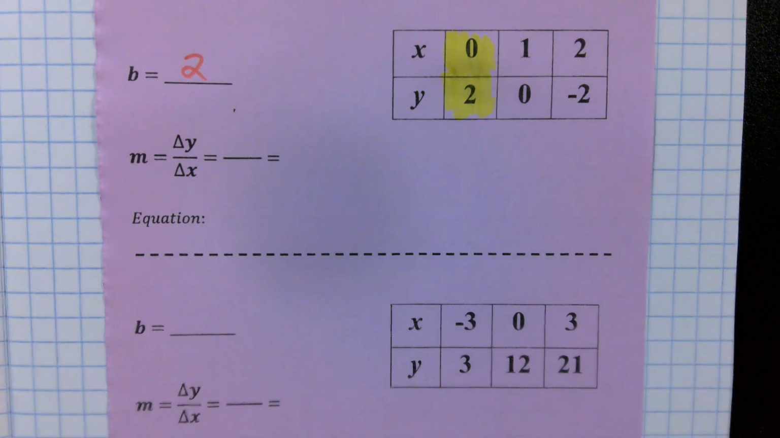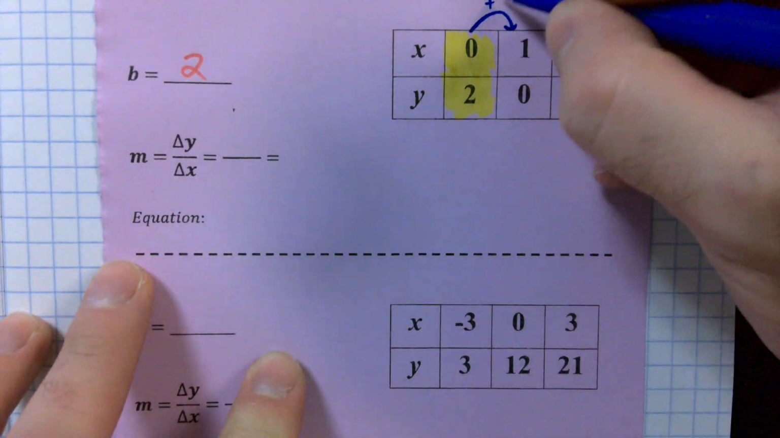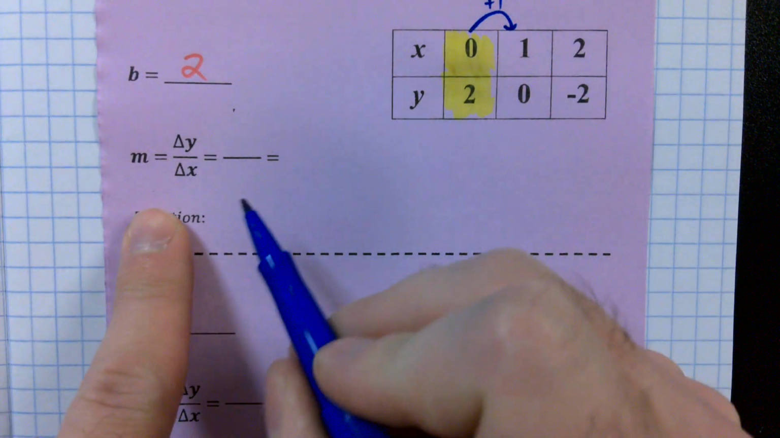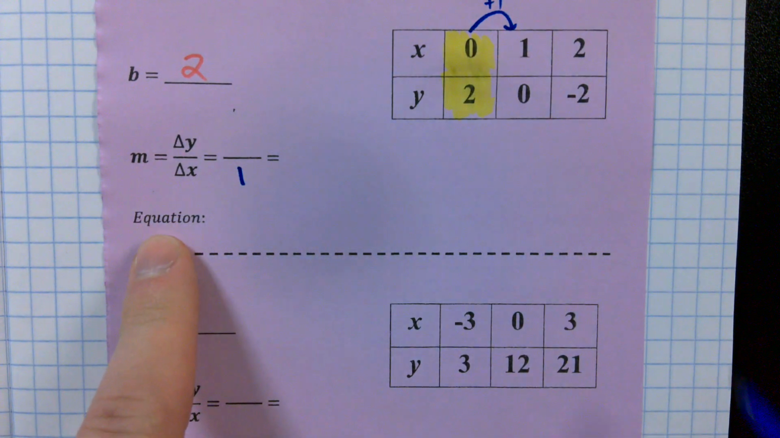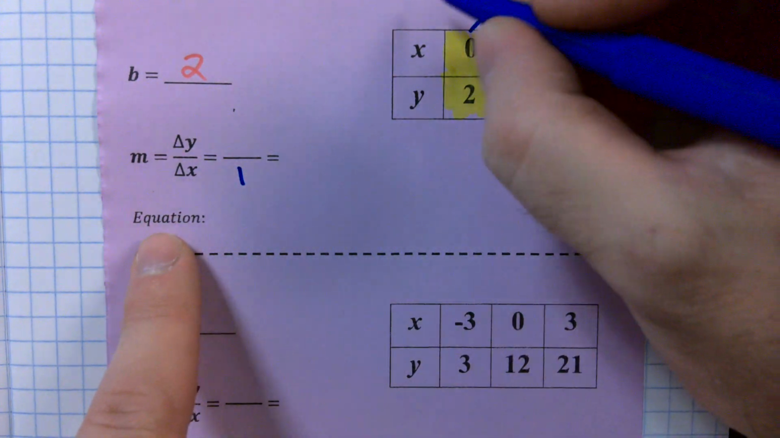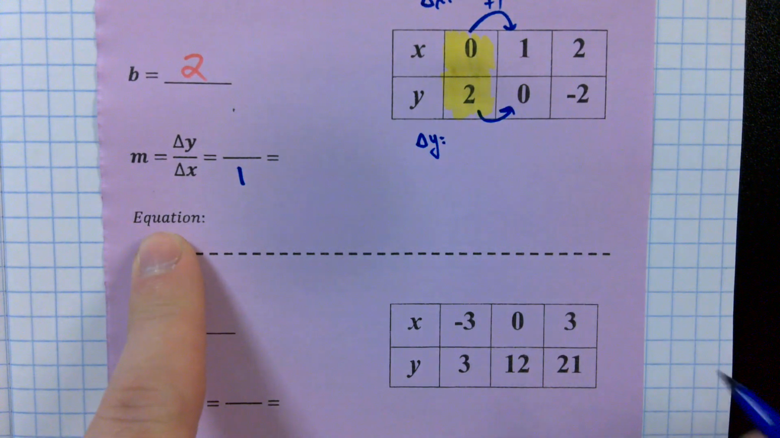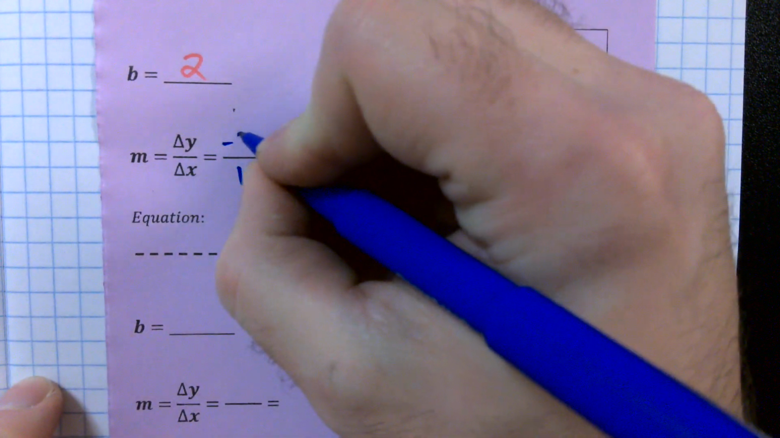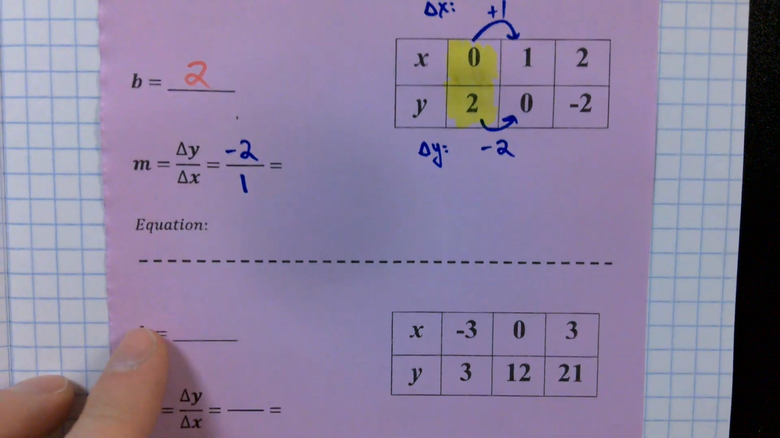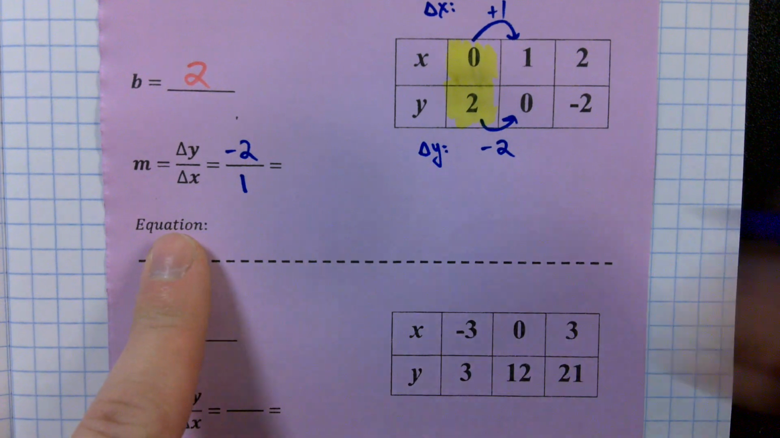What am I going to draw to find my slope? A couple arrows, right? So on the top, how do I get from 0 to 1? Plus 1. Is that 1 going to go on the top of my fraction or the bottom? The bottom, because my x goes on the bottom. Now, for my y's, my change in y, how do I get from 2 to 0? Negative 2. That's what's going to go on the top. Everybody with me so far? What's negative 2 over 1 equal to? Just negative 2.